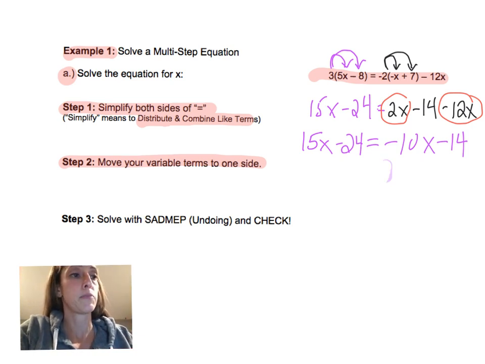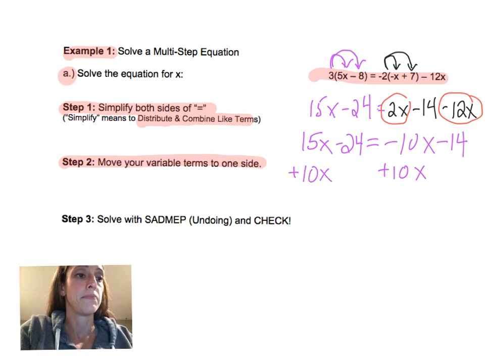Sorry about that. It's supposed to be a pen, not a highlighter. You would go ahead and take a second to add this 10x to both sides. So we got to move all of our variables to one side. So those cancel each other out.